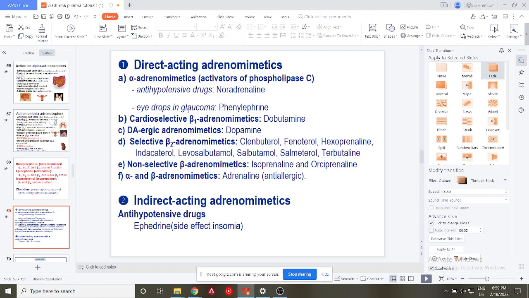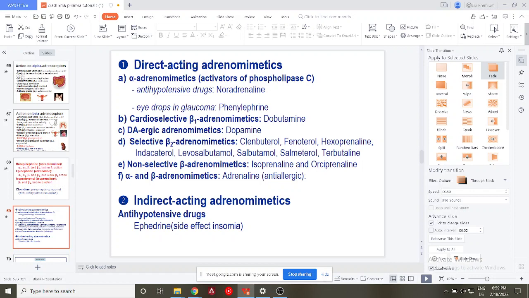Also, eye drops in glaucoma, phenylephrine. Remember we said it's going to decrease aqueous humor secretion, so it can be used to treat glaucoma. The problem in glaucoma is excess aqueous humor, so eye drops, phenylephrine, are going to solve this. The next drugs here are dobutamine, dopamine, then selective beta 2, salbutamol, and non-selective isoprenaline.